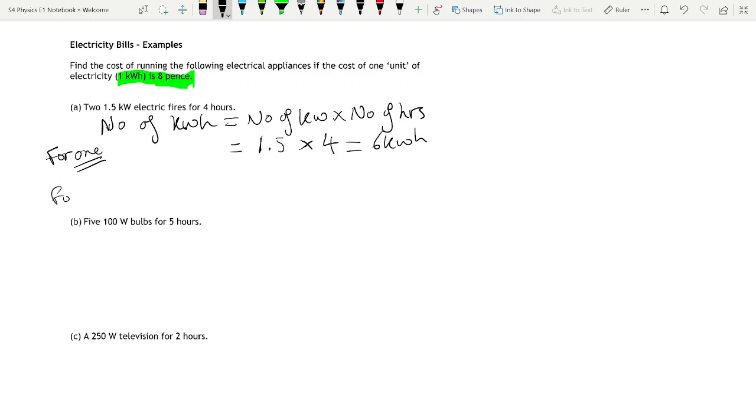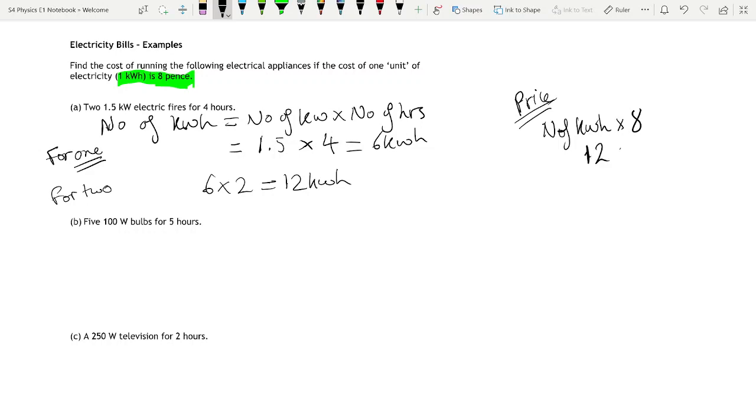For 2, the number of kilowatt hours is just going to be 6 times 2, so 12 kilowatt hours. Then we need to know the price, which is the number of kilowatt hours times by the cost for 1 kilowatt hour, which is 8. So 12 times 8, which is 96 pence.